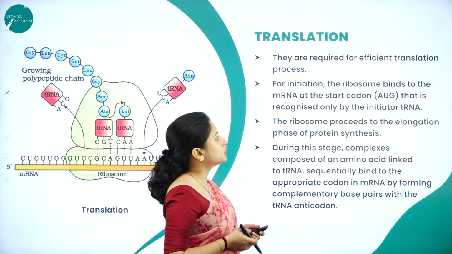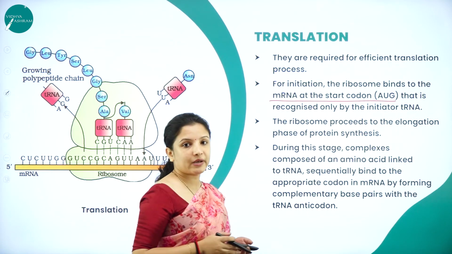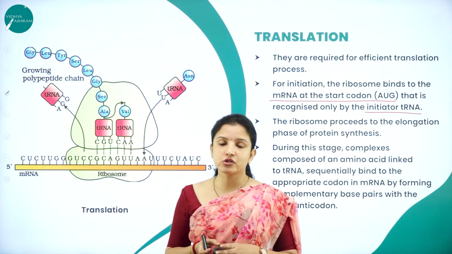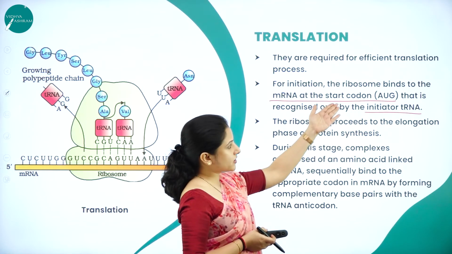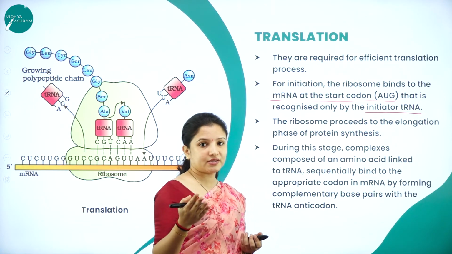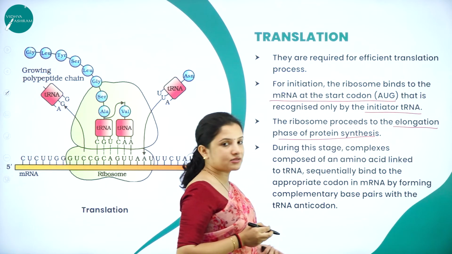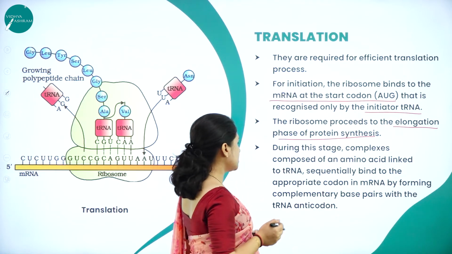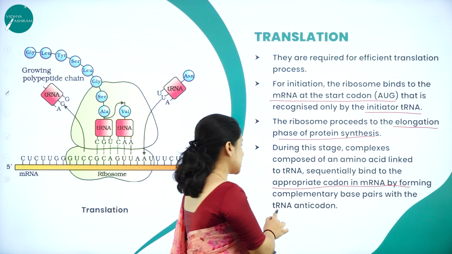And for initiation, the ribosome binds to the mRNA at the start codon. All this I have explained to you. That is recognized only by the initiator tRNA. What is the initiator tRNA? For the start codon AUG, it will be UAC, right? So UAC will be the tRNA that will go and bind to the start codon, and the ribosome will further proceed, wherein the elongation phase of protein synthesis will take place. During this stage, complexes composed of an amino acid linked to tRNA will go and bind to the appropriate codon in the mRNA by forming complementary base pairs with the tRNA anticodon.